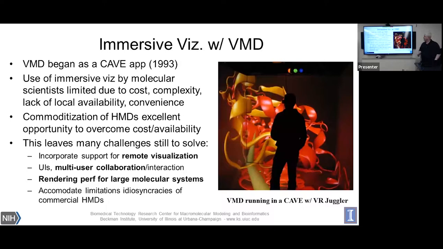So the exciting thing that's happened with the commoditization of virtual reality on head-mounted displays is now anybody can have one. And not only can you have one, but you can take it with you in your backpack. You can go to a scientific conference or to a poster session. You can pre-render immersive movies and things like this. And you can be having a conversation in front of your science poster and hand a headset to your colleague and say, hey, look at this simulation I did.